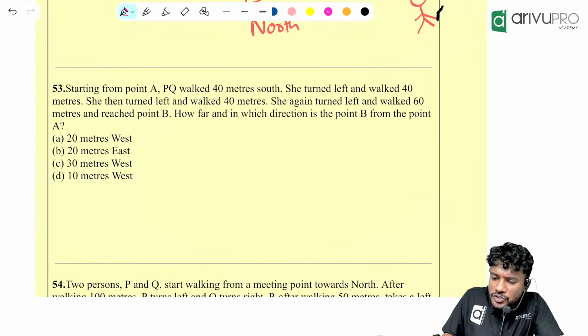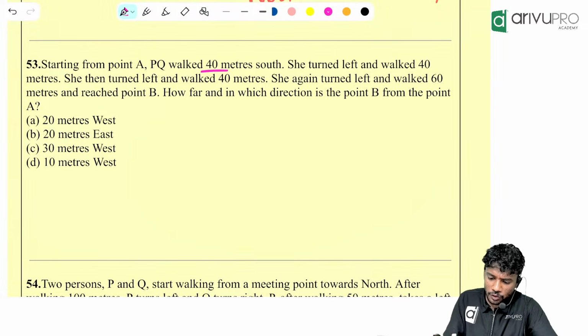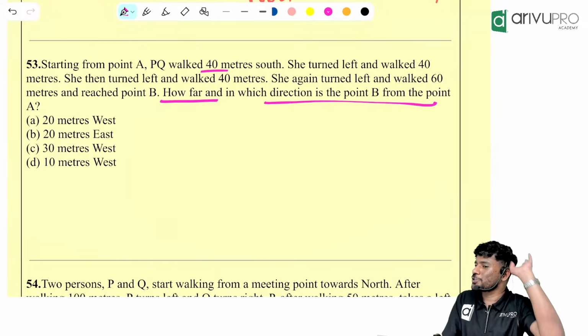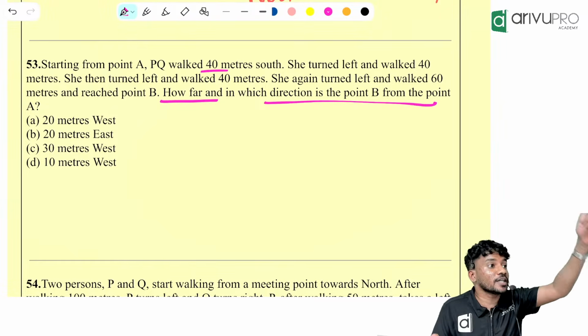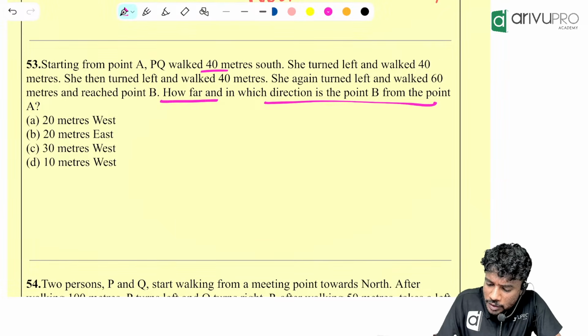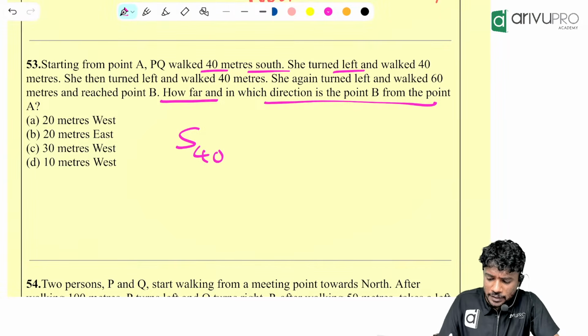Next one. Starting from point A, PQ walks 40 meters south. Now we need to know the question: how far and in which direction. All the attempt 1 or 2 questions. Which type? Type 4 question. Try. PQ walked 40 meters south. Left of south is what, people? Left of south is east. How many meters? 40 meters.